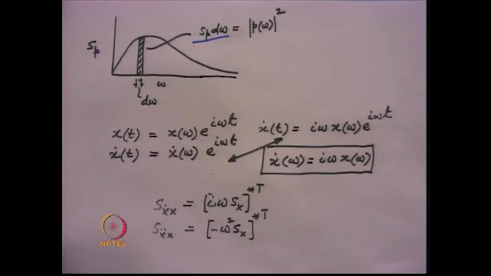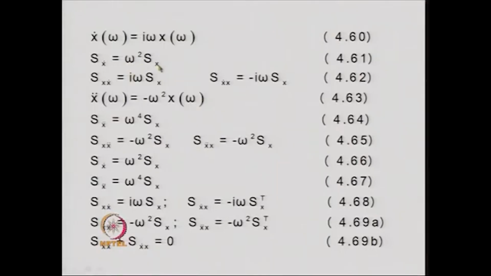So, that becomes the starting point. Now, if x dot omega is equal to I omega into x omega, then the power spectral density function Sx dot will be equal to the absolute value square of this quantity, that is I omega absolute square into Sx omega. So, that is how one can easily prove that Sx dot is equal to omega square into Sx, that we have proved through the differentiation of the autocorrelation function before.